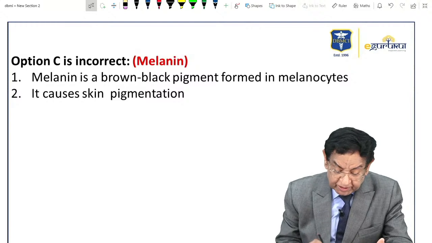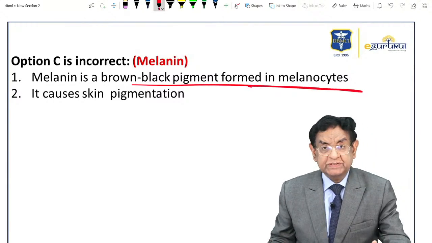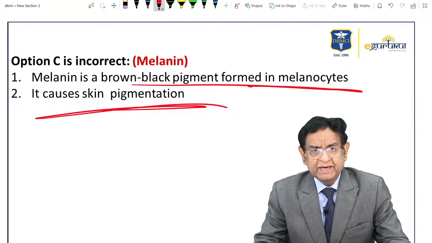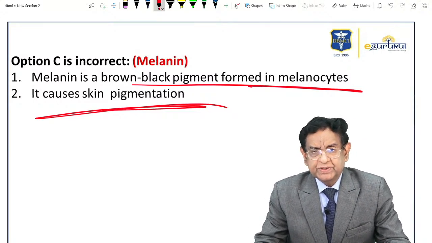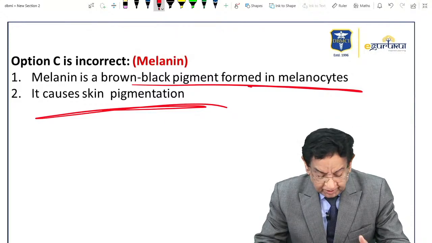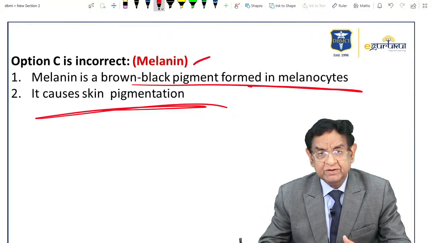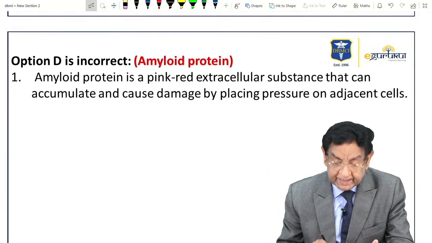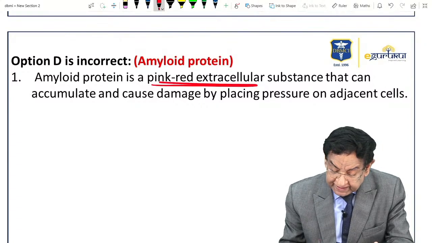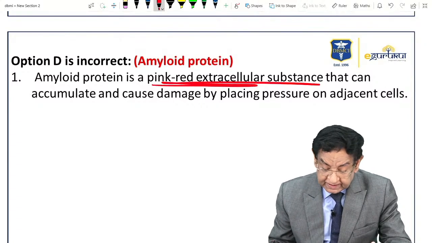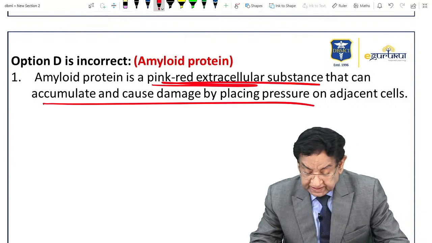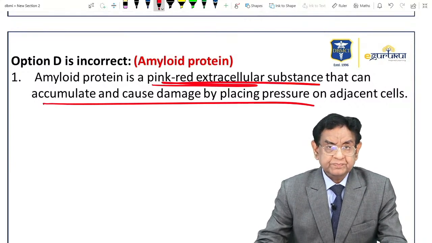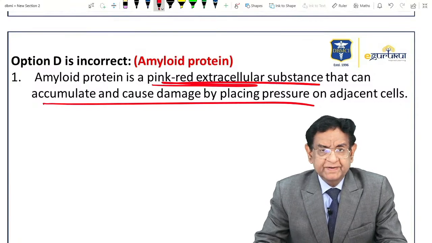Melanin is a black-brown pigment made by the melanocyte. It is responsible for skin pigmentation. I think everybody knows about melanin. It has nothing to do with iron at all. This one will give a black color to the skin. Amyloid deposit: amyloid protein is a type of extracellular substance and that can damage the cell. But again, amyloid has nothing to do with iron.